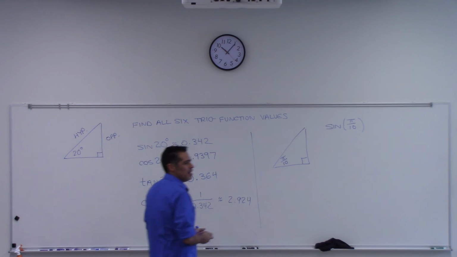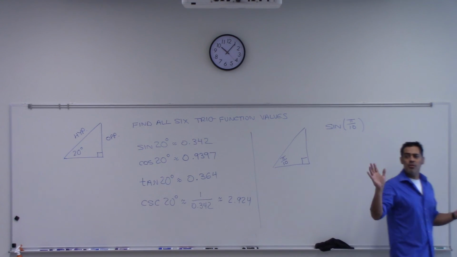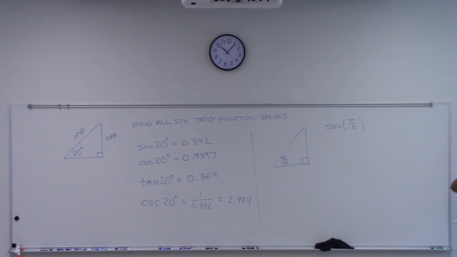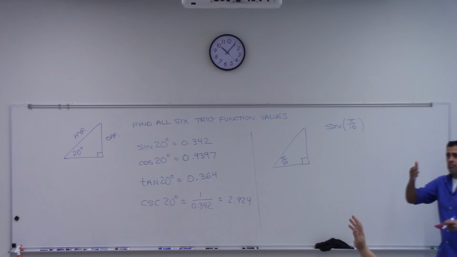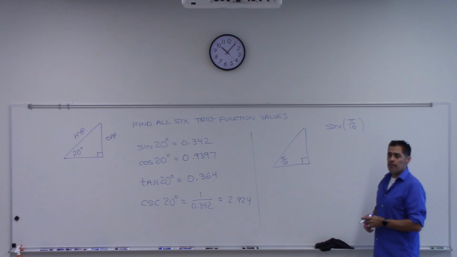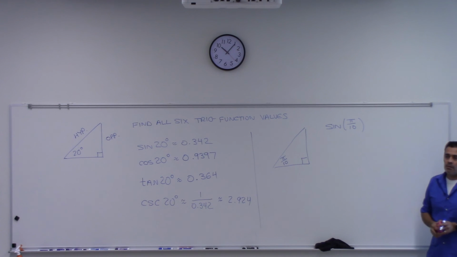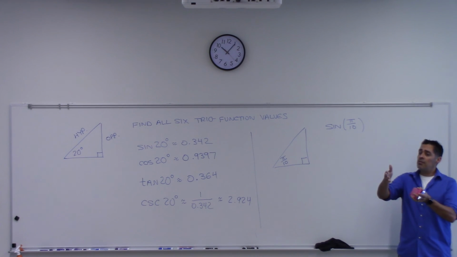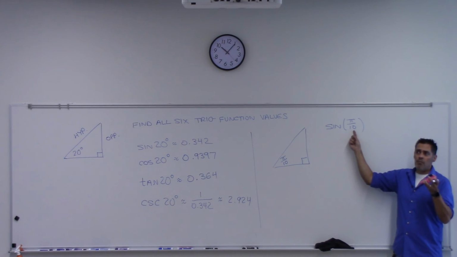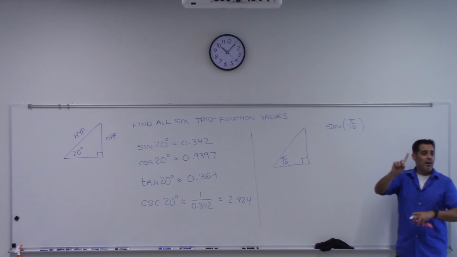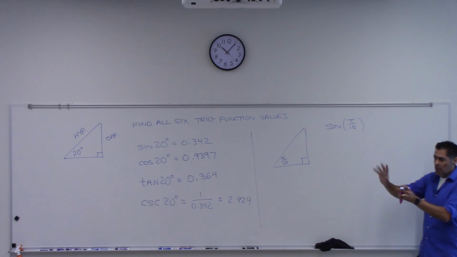Who has an idea of how to do this? How would you do it, sir? There's a couple of different ways. I mean, pi is 180 degrees, so couldn't you break it down to 18 degrees? Okay, so you would convert this angle from radians to degrees. That's one option. Let me do it that way first.